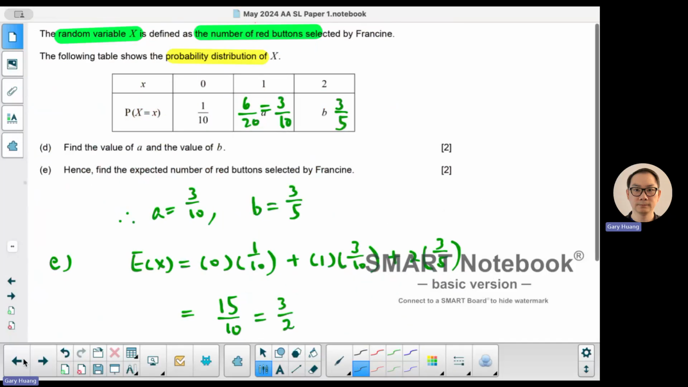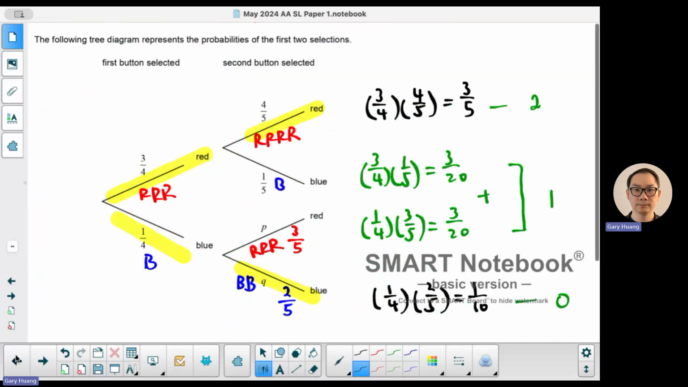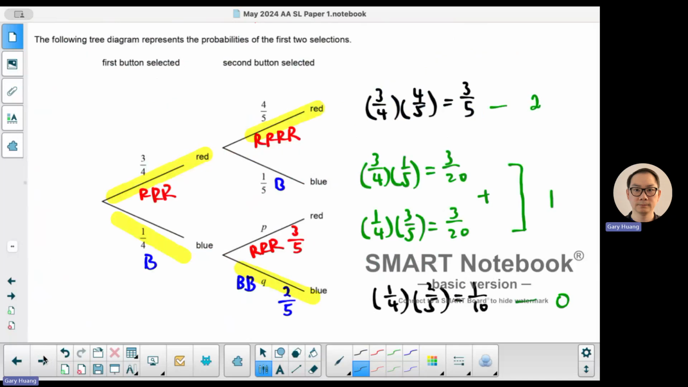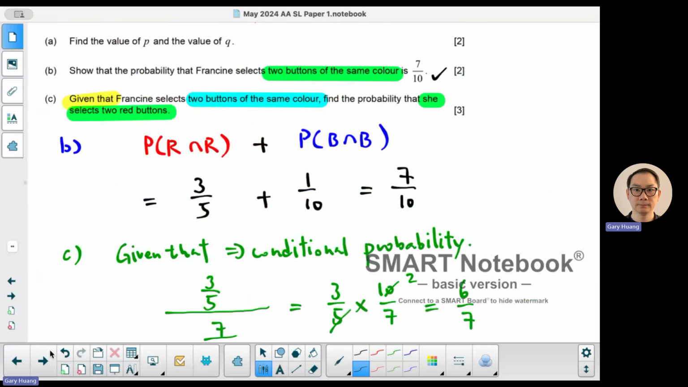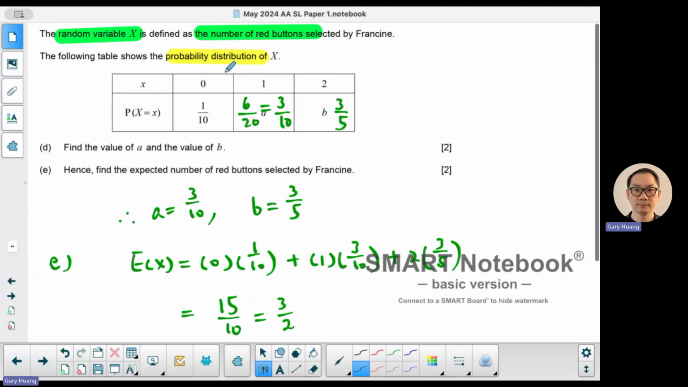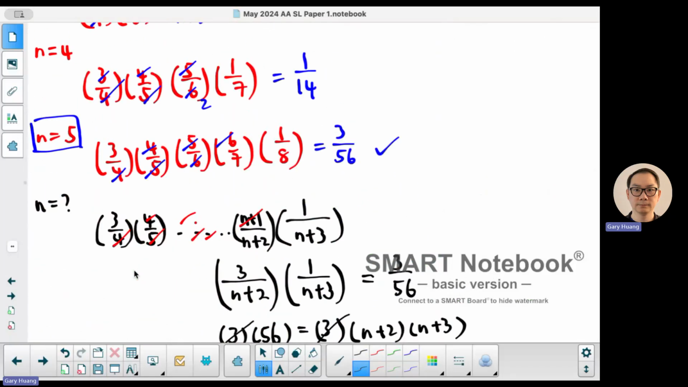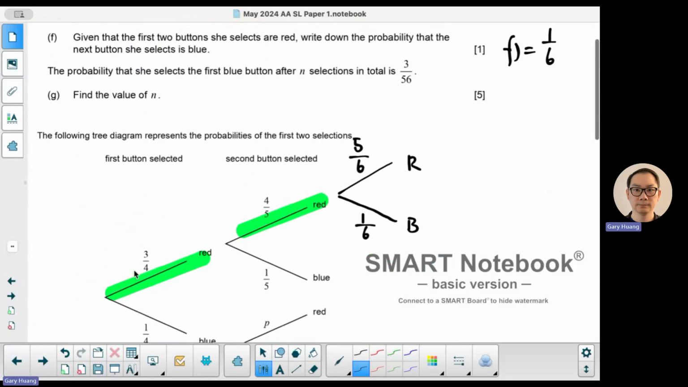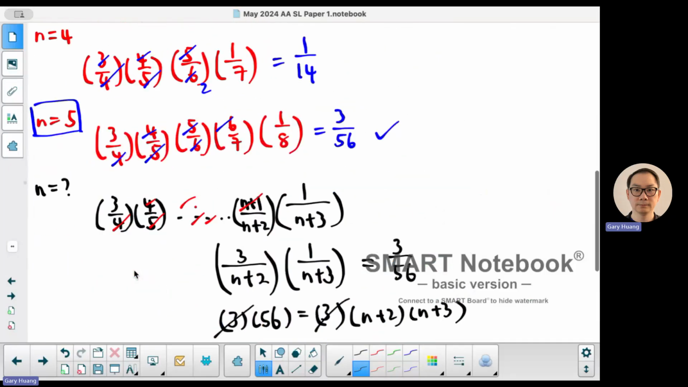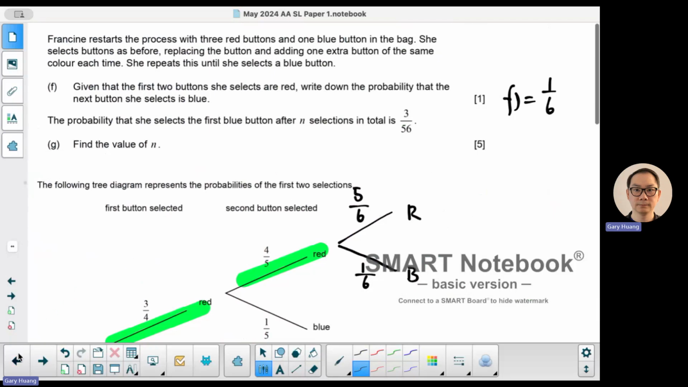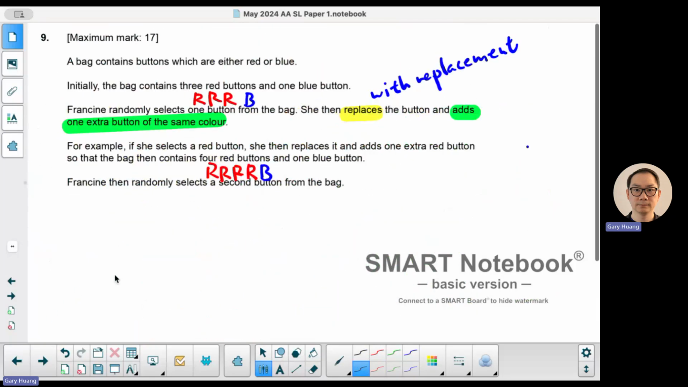Okay, so this is the probability question where it includes a tree diagram, a conditional probability, a probability distribution, expected value, and the last bit here is a little bit of a thinking question, understanding what to do, or you can do trial and error, but following a pattern. Okay, so that's number 9 on the exam. Thank you for watching.